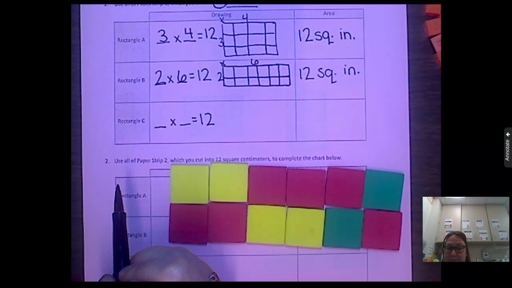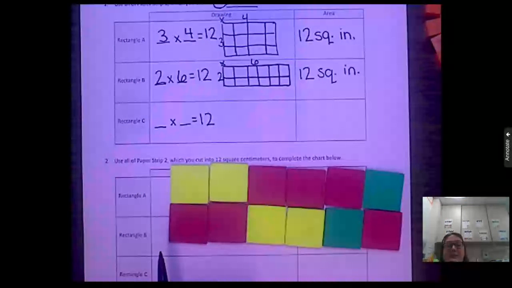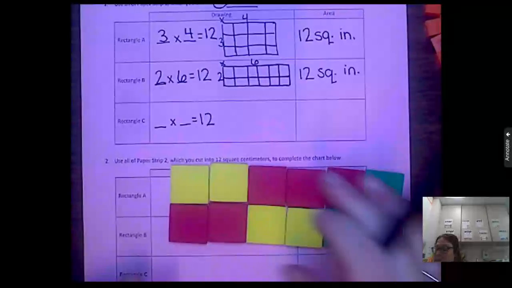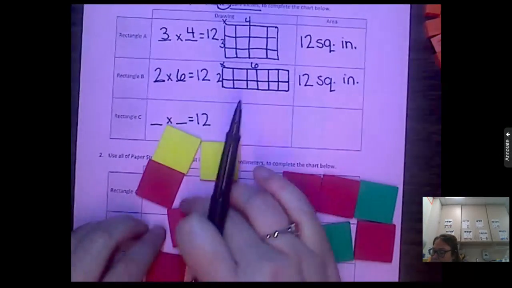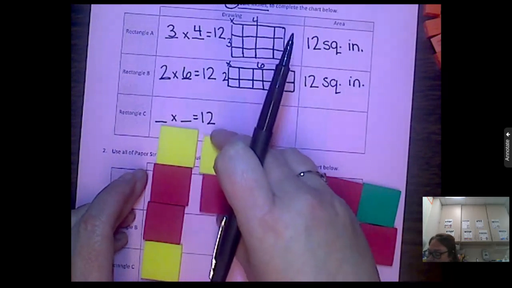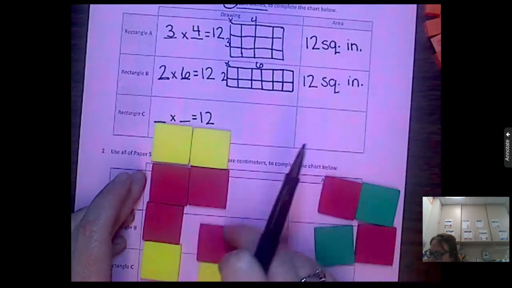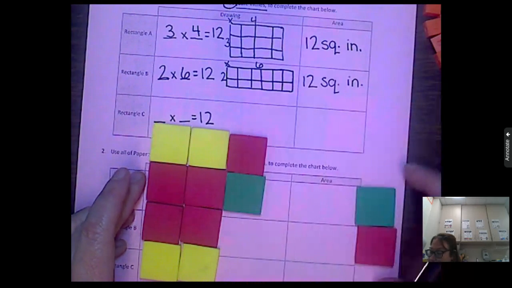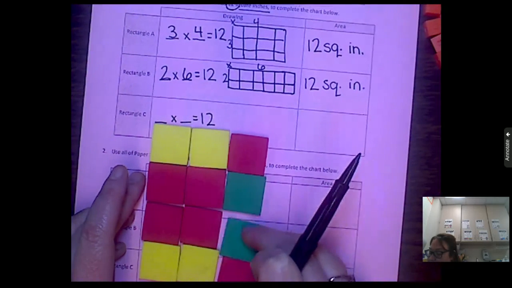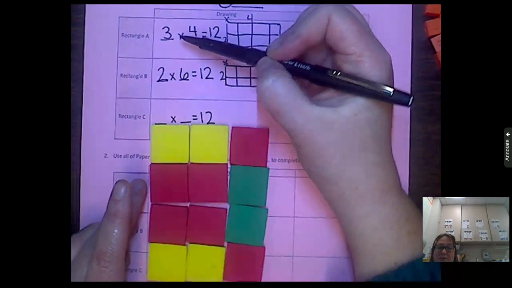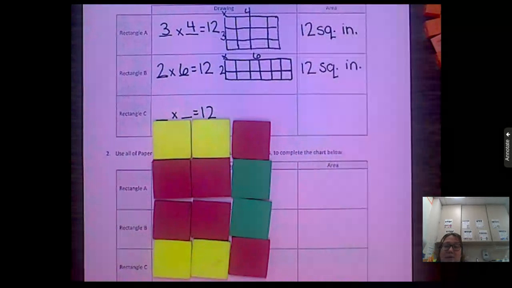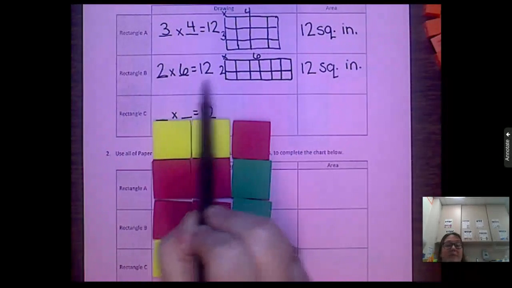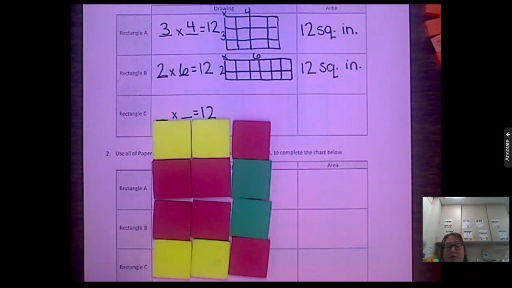Okay, if you didn't come up with one for rectangle C yet, you can pause it and see what you come up with. You can play with your tiles. You can test out different things. Now I already did 3 times 4. Maybe you might think of 4 rows of 3, right? That works because I can just flip-flop these 2 numbers with the commutative property. So instead of saying 3 times 4 equals 12, I could say 4 times 3 equals 12. Instead of saying 2 times 6 equals 12, I could say 6 times 2 equals 12.